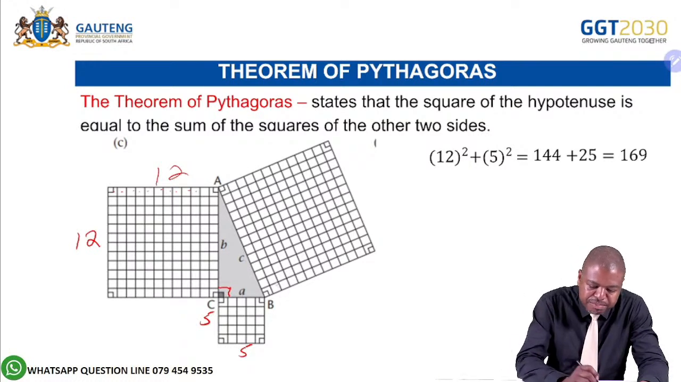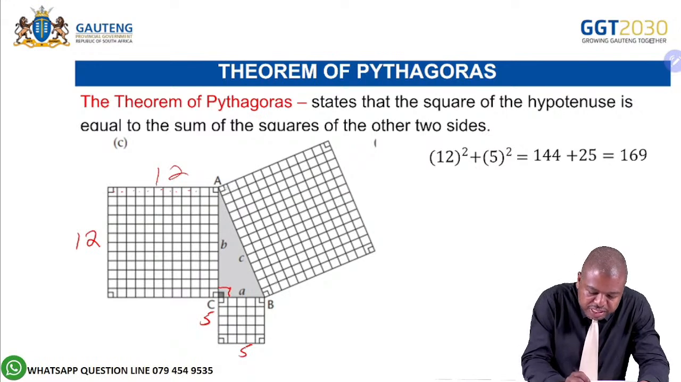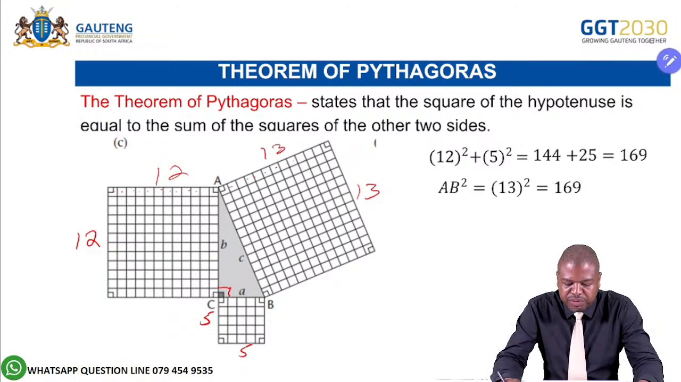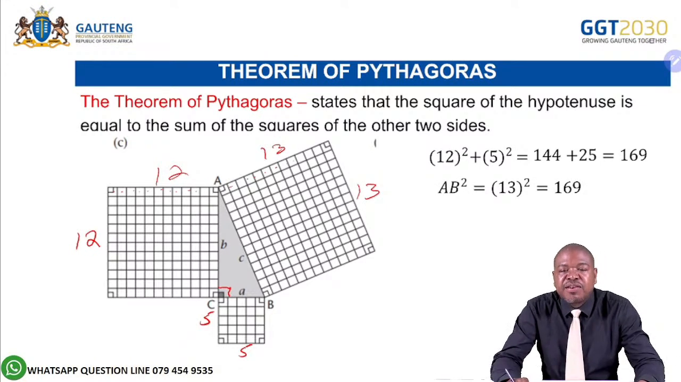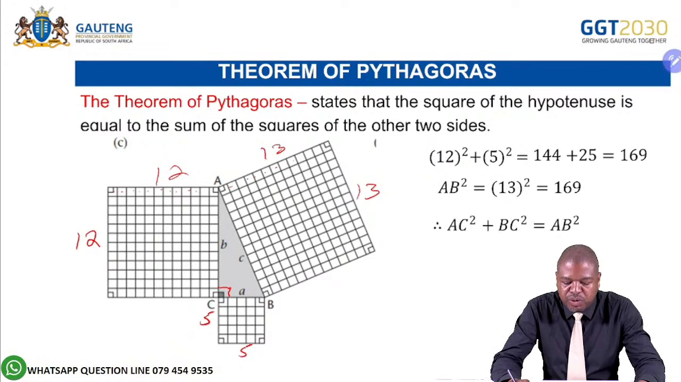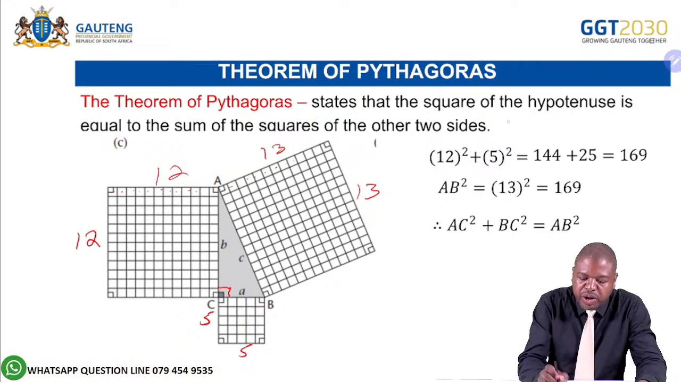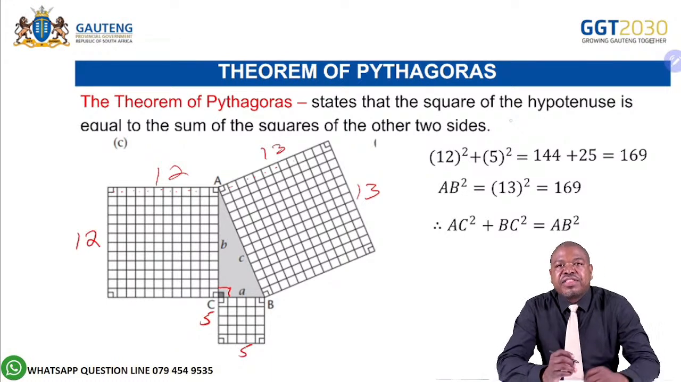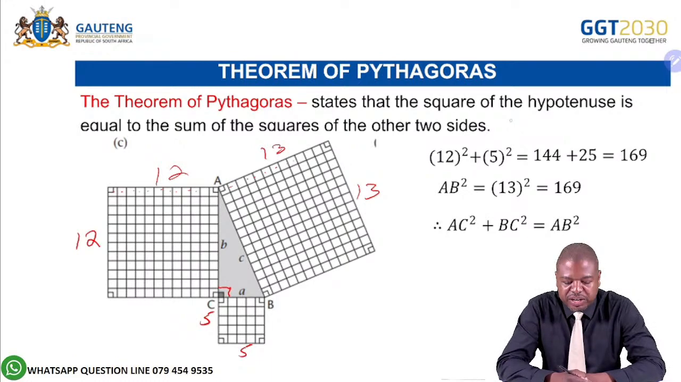And then AB has got how many squares there? Let's count. 1, 2, 3, 4, 5, 6, 7, 8, 9, 10, 11, 12, 13. So it's 13 and 13 this side. So if we are to square AB, which is 13 squared, it gives us what? 169, which once again proves that in a right angle triangle, the square of the hypotenuse is equal to the sum of the squares of the other two sides, which is the theorem of Pythagoras. Right.